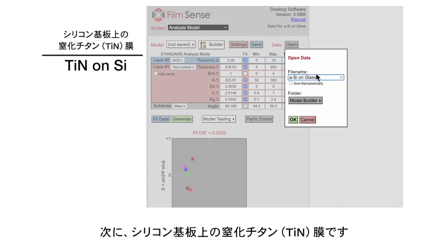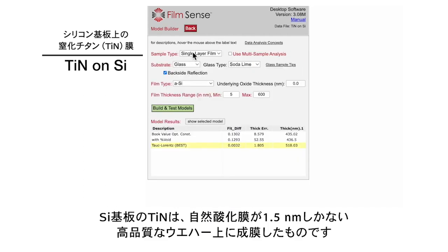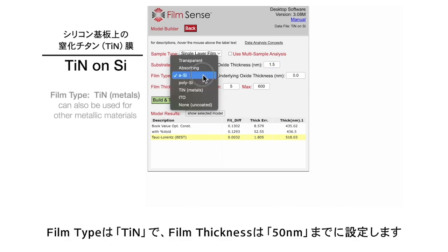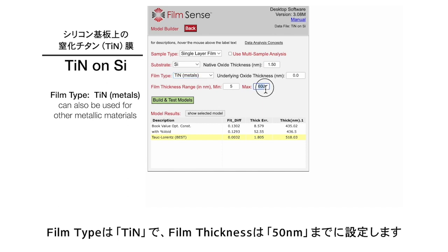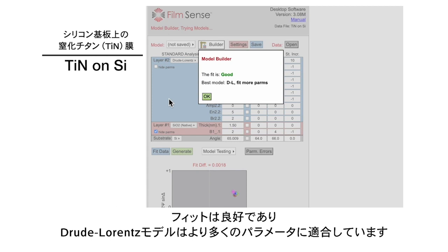Next, we will consider a metallic film, titanium nitride on silicon. We will go back to a silicon substrate, and this film was deposited on a high-quality wafer that only had 1.5 nanometers of native oxide. We will select a film type of titanium nitride and limit the maximum thickness to 50 nanometers. The fit is good with a Drude-Lorentz model that fits for more parameters.